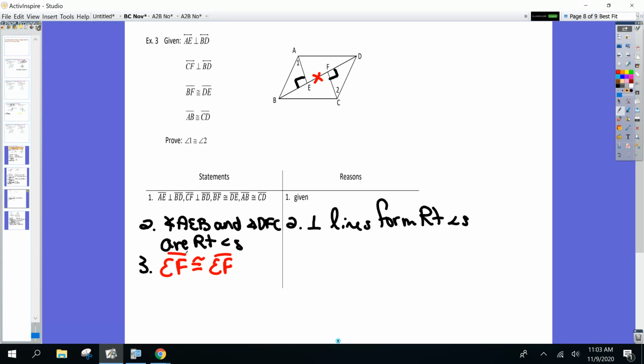Just so everyone realizes, when they give you BE is congruent to BF, congruent to DE. When they give you BF and DE, that is not a side in the triangles I need. A lot of you guys did that on the quiz. You just assumed that meant a pair of sides. Those are not sides in the triangles you're trying to get congruent. You can use that to get a pair of sides, but it is not a pair of sides. BE and FD are your sides.